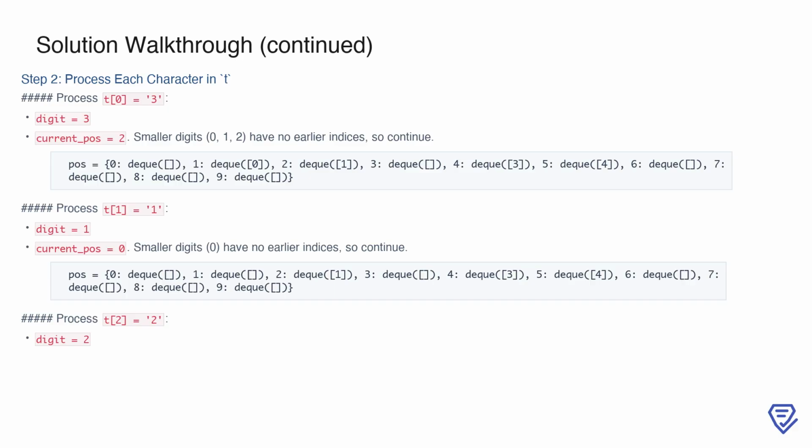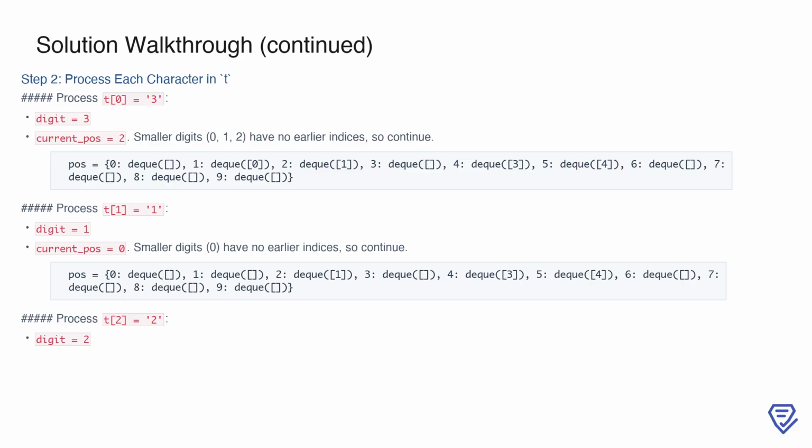For T[0] equals 3, the digit is 3, and the leftmost index in POS[3] is popped, giving us current_POS equals 2. We then check if any smaller digits, like 0, 1, or 2, have earlier indices in POS. Since all conditions are met, we proceed. Next, for T[1] equals 1, the digit is 1, and its current_POS is 0 after popping from POS[1]. Again, no smaller digits have earlier indices, so we continue.